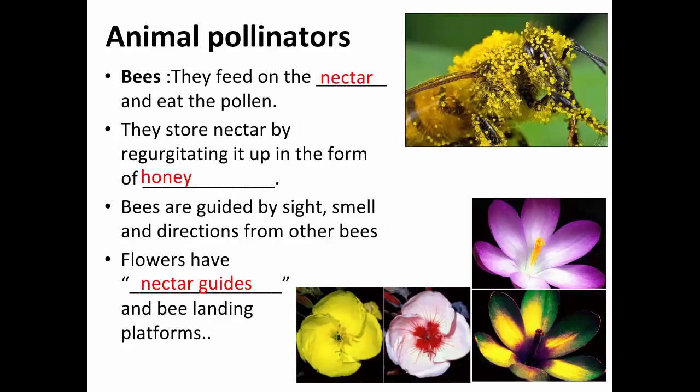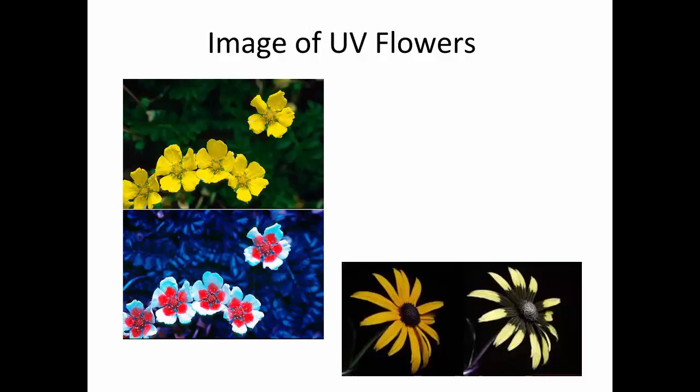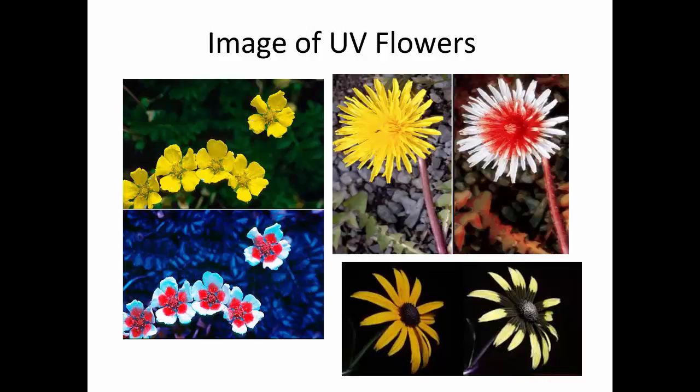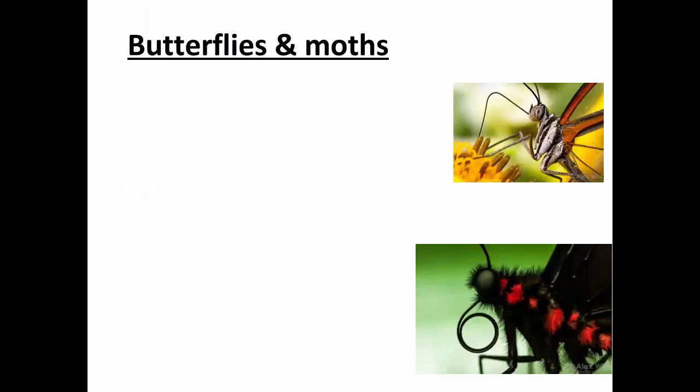Flowers often have ways of attracting bees. They have special patterns of coloration that allow the bees to enter. And lots of times those are in ultraviolet colors that we actually cannot perceive, but bees can. This is a video we'll watch later.